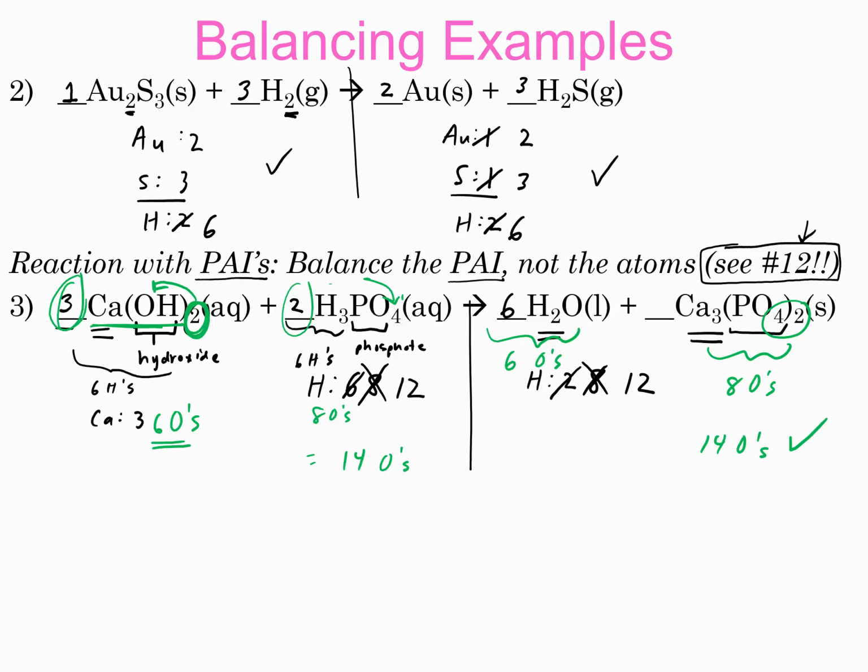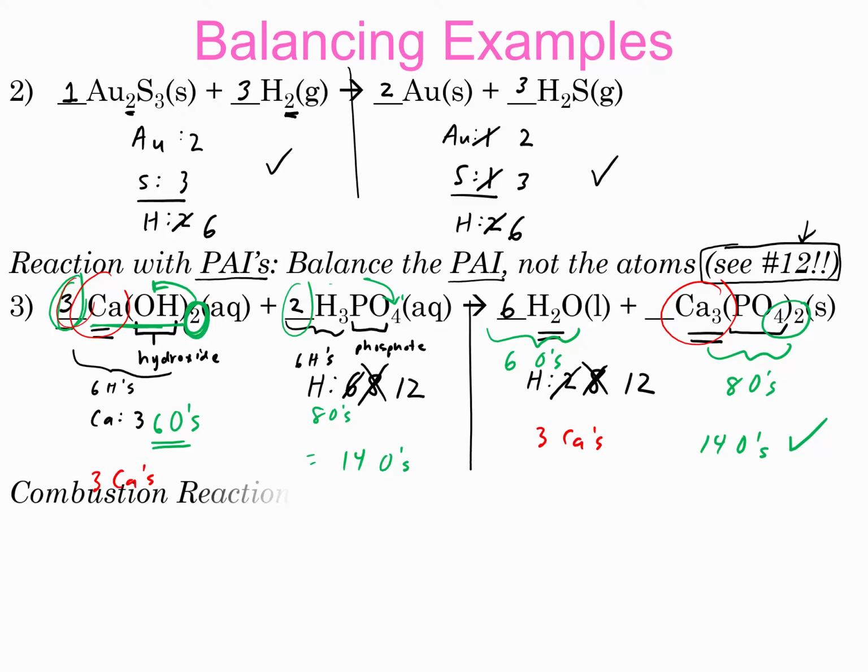The calciums, I have 3 from that, and then that 3 there means I have 3 calciums, so the calciums check. And then hydrogens are already checked. For phosphorus I have 2 from that, and that 2 means I have 2 phosphoruses from that. So this whole thing is actually balanced now. This would actually be a lot harder if I didn't balance it in terms of polyatomic ions at the beginning, from that 2 being there.